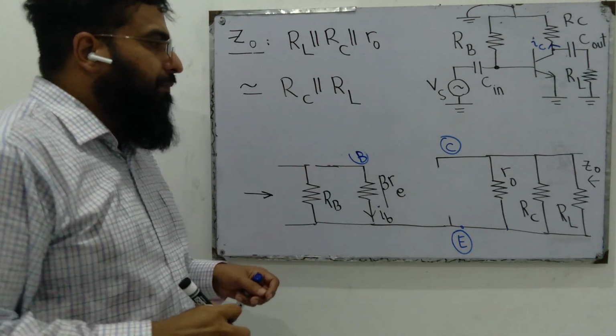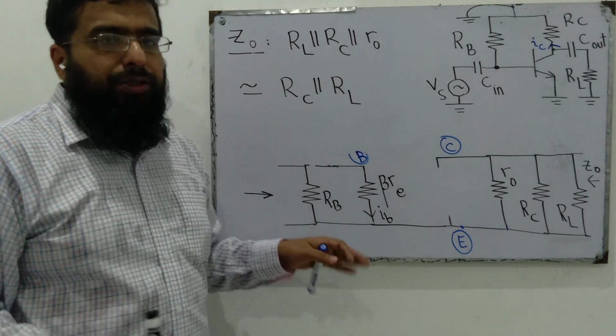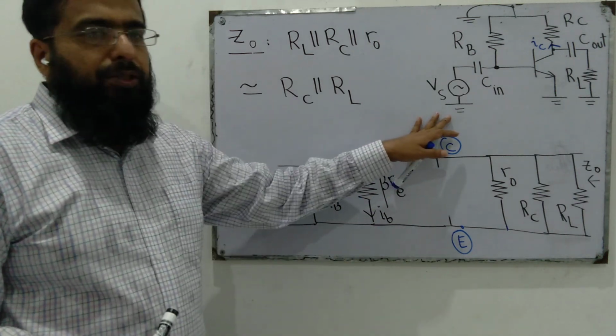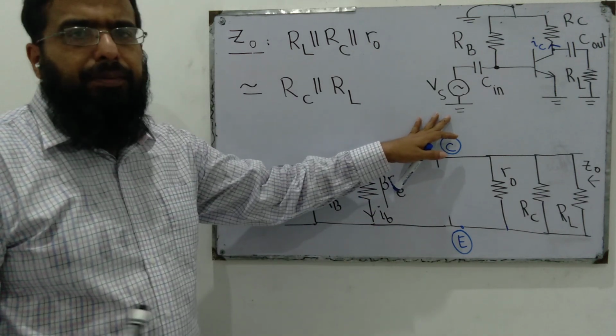In the next lecture, we'll find the voltage and current gain of this fixed bias BJT based amplifier.